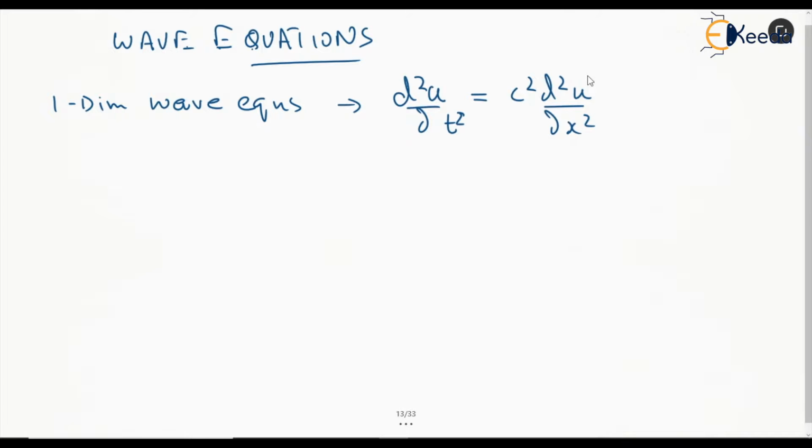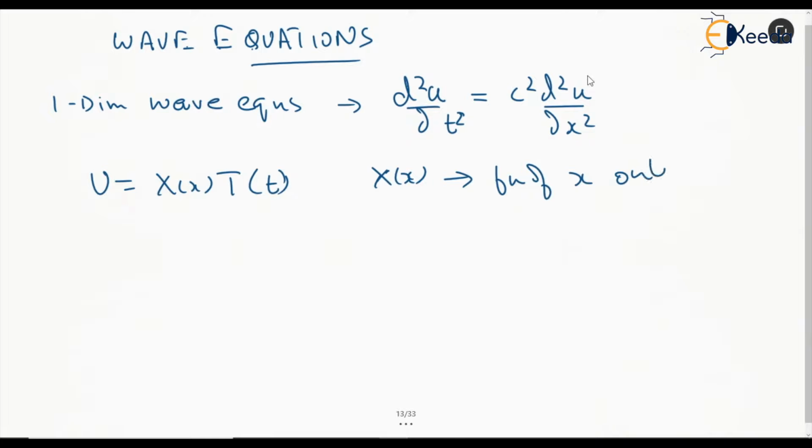Now if you consider that the functions in terms of t and x are independent, and apply the separation of variables, that is the product method, we take u as X(x) times T(t). So X of x is a function of x only, and T of t is a function of t only.